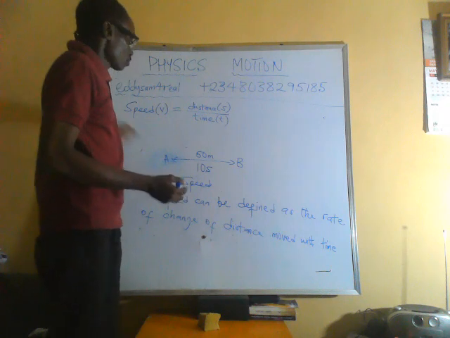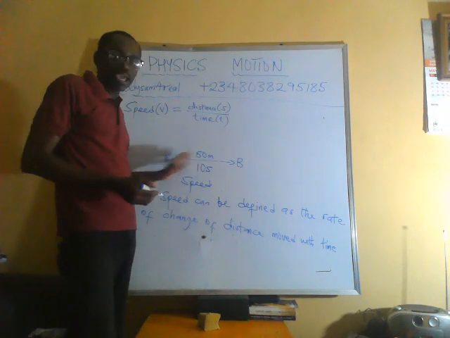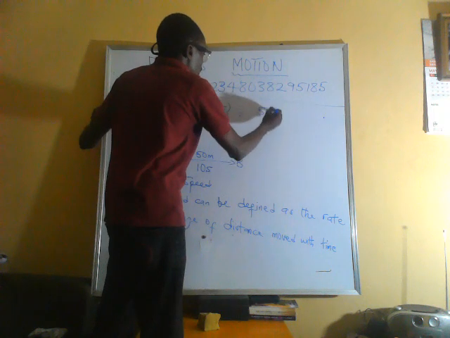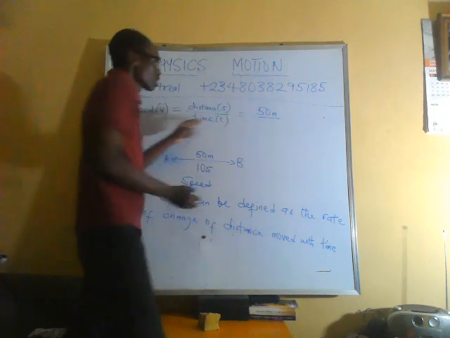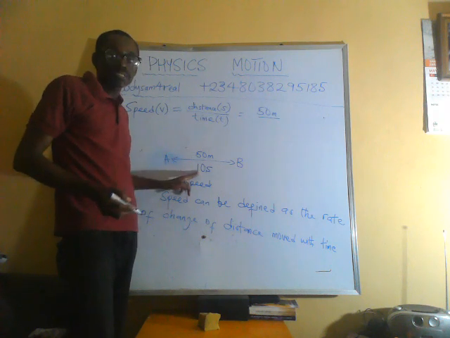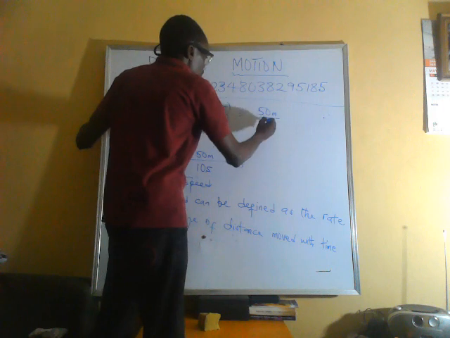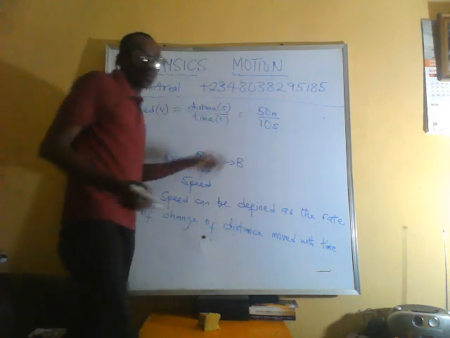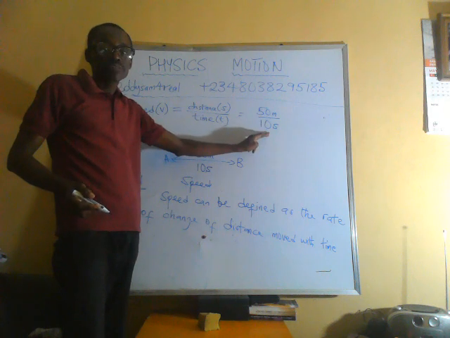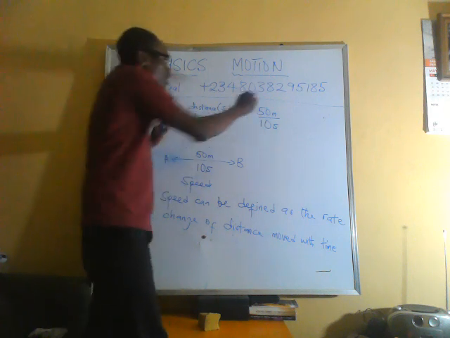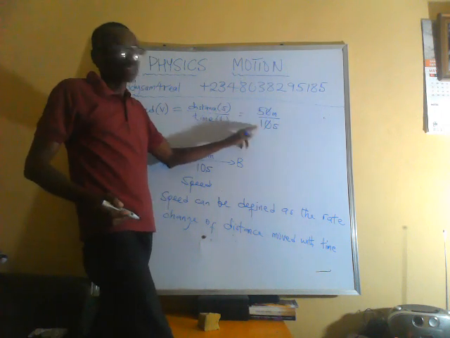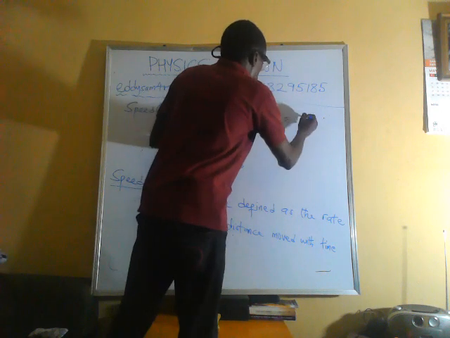Now, the distance from A to B is 50 meters, so we put that in this equation. Distance is equal to 50 meters. The time is 10 seconds. So how is distance changing with time? We're going to divide. 0 cancels 0, 5 divided by 1 is equal to 5.